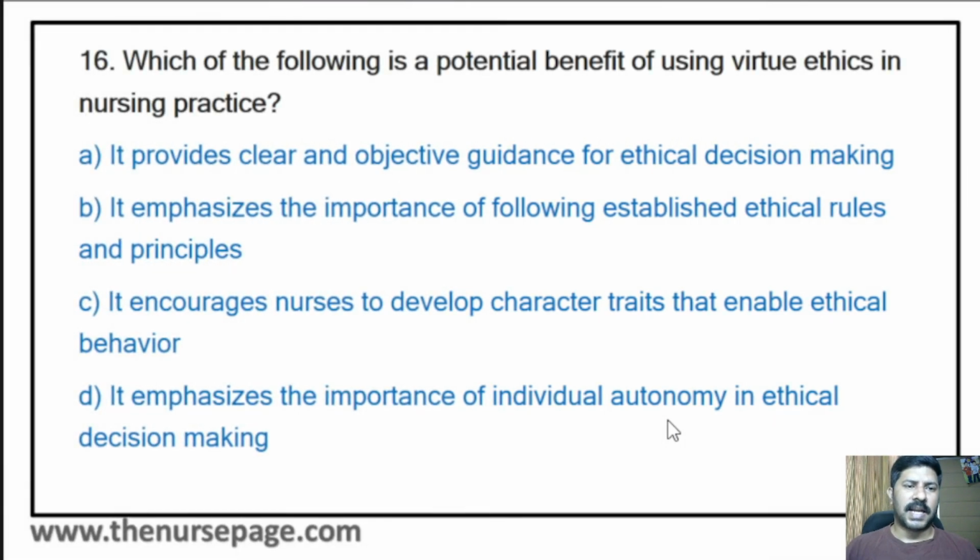Then we will move to the last question of this video. Which of the following is a potential benefit of virtue ethics in nursing practice? It provides clear and objective guidance for ethical decision making. It emphasizes the importance of following established ethical rules and principles. It encourages nurses to develop character traits that enable ethical behavior. It emphasizes the importance of individual autonomy in ethical decision making. So here the correct answer is it encourages nurses to develop character traits that enable ethical behavior.